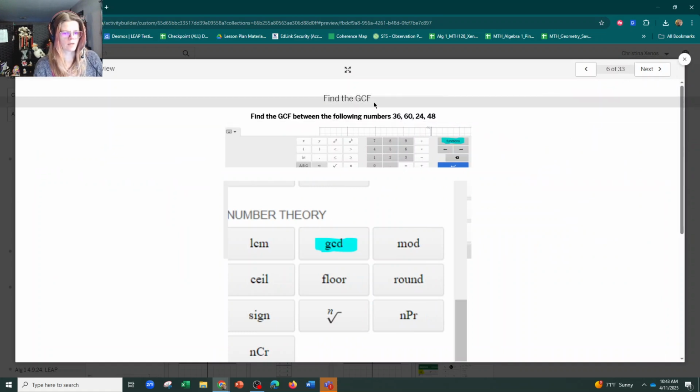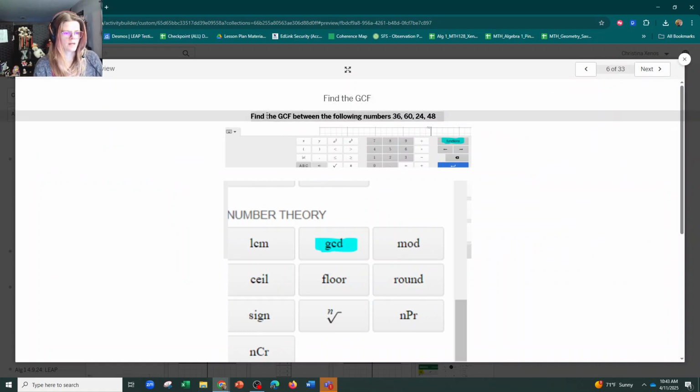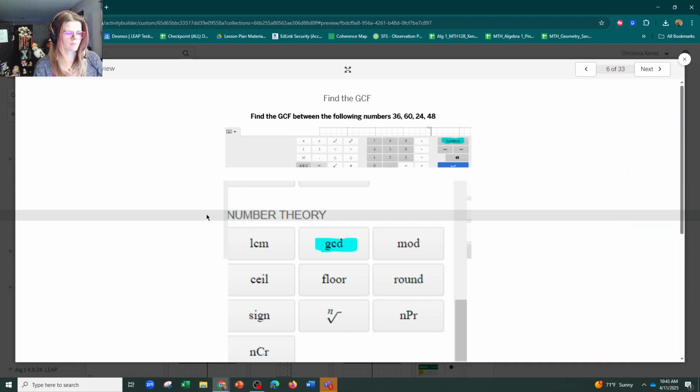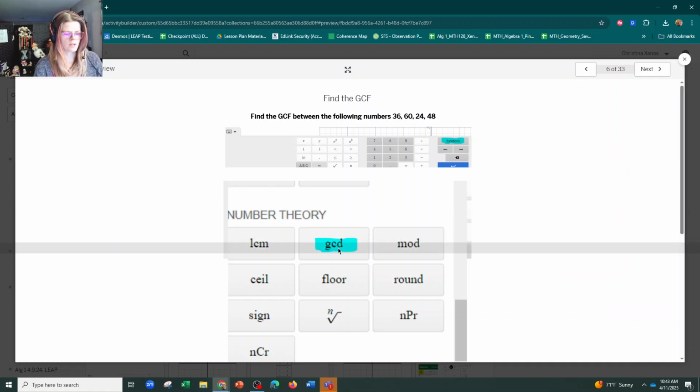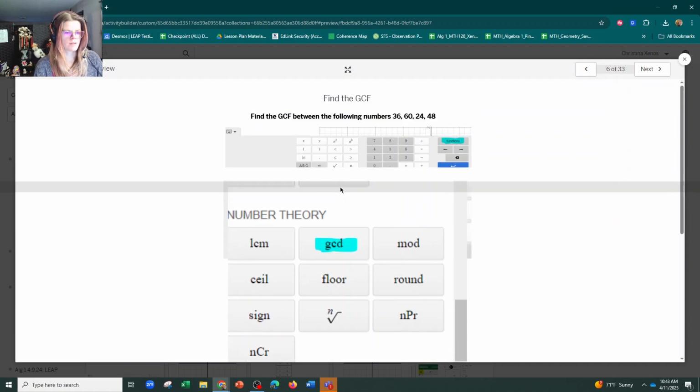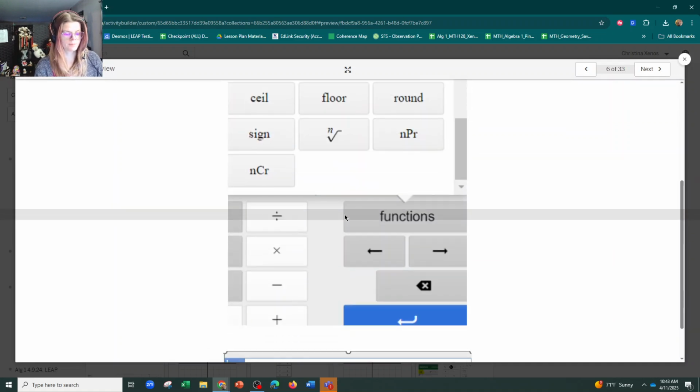Next is finding the greatest common factor. So it says find the GCF between these numbers, 36, 60, 24, and 48. And once again, we're going to be using the functions portion of our calculator. Underneath the number theory section, it says GCD, greatest common divisor, which is the same thing as greatest common factor.